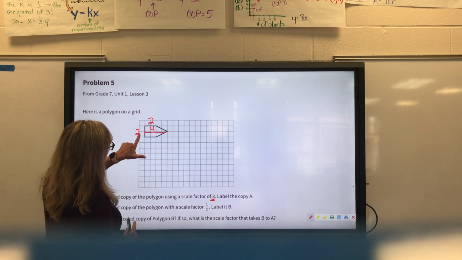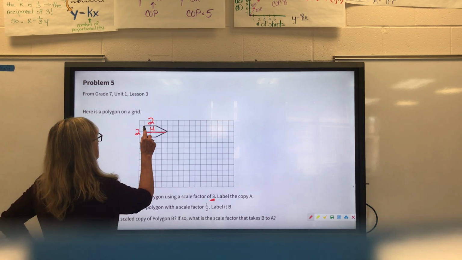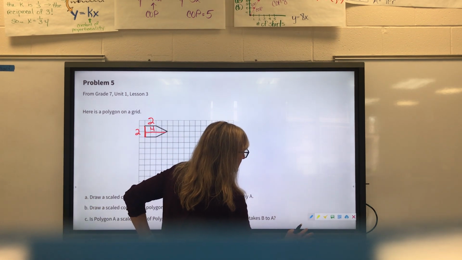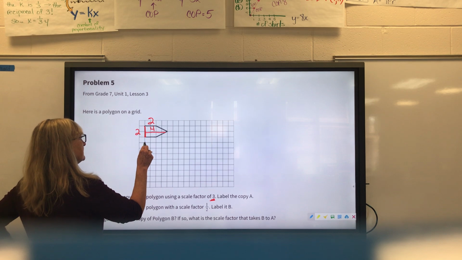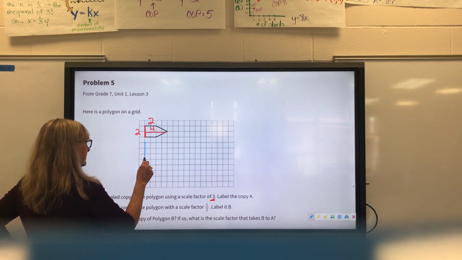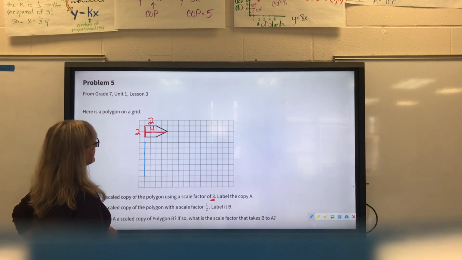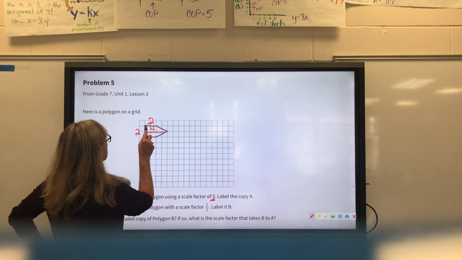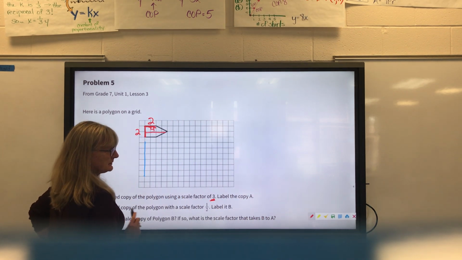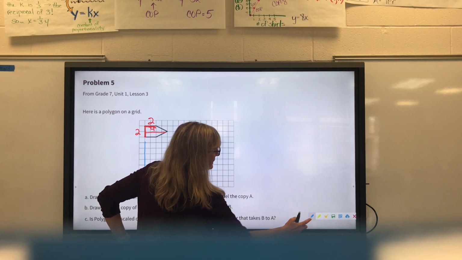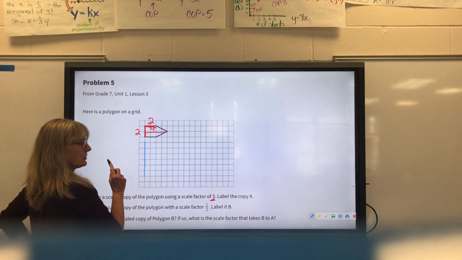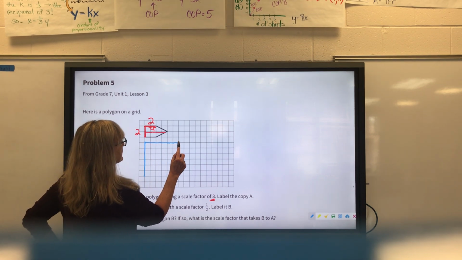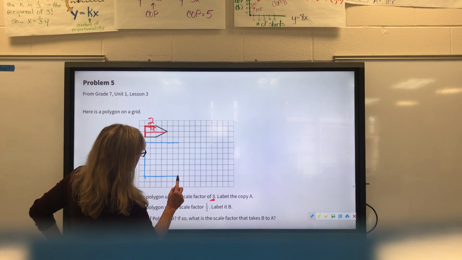Okay? So to draw this side right here, how long am I going to draw it on my picture? 6. How'd you get 6? 2 times 3. Awesome. 1, 2, 3, 4, 5, 6. Okay, how about this side right here? Does that also get drawn 6? Yes. Okay, 1, 2, 3, 4, 5, 6. And the one down at the bottom is exactly the same.